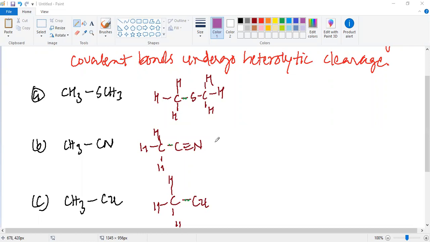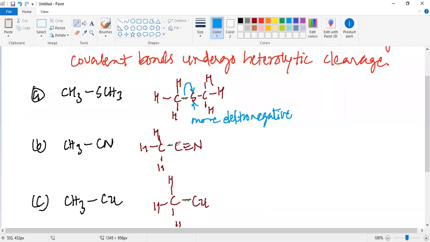Carbon. Hello? Can you hear me, my dear students? Good. So here you can see that sulfur is more electronegative, and thus this bond is broken in this manner.